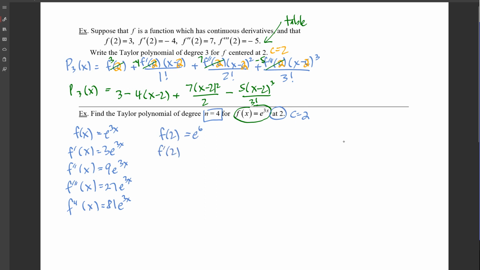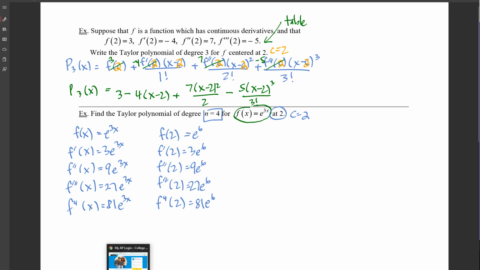F prime of 2 is equal to 3e to the 6. F double prime of 2 is equal to 9e to the 6. F triple prime of 2 is equal to 27e to the 6, and the fourth derivative of 2 is equal to 81e to the 6. Now what do we do with these numbers? We put it into the Taylor series formula.